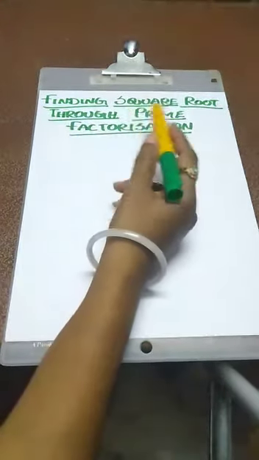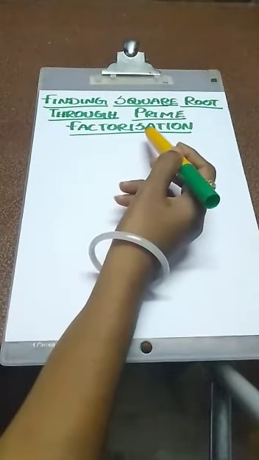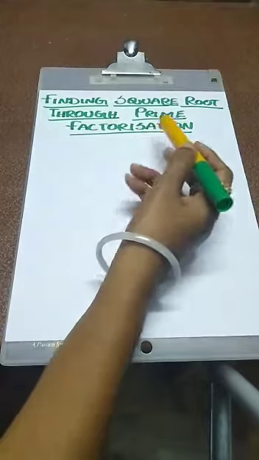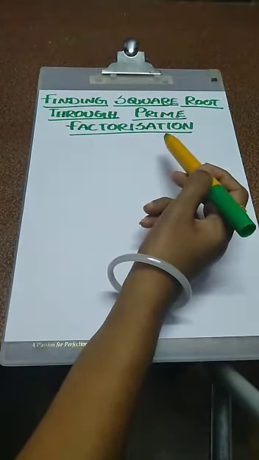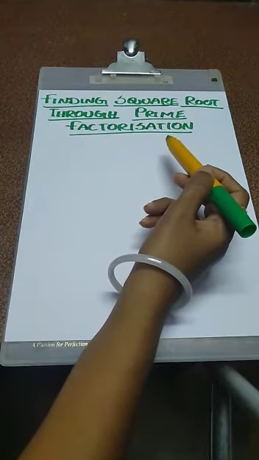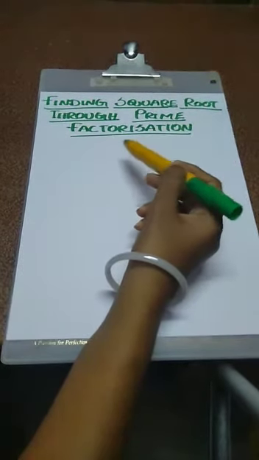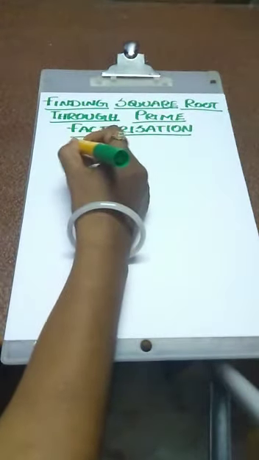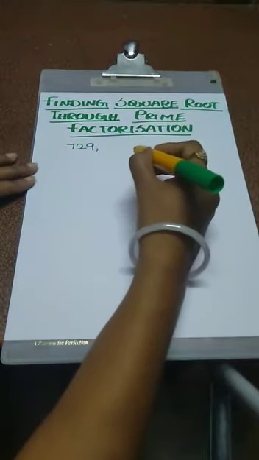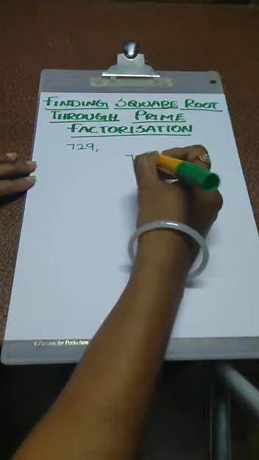Next one, finding square root through the prime factorisation method. This is one of the easy methods. We find the prime factors of the given perfect square and arrange them in pairs. Then we choose one factor from each pair and multiply together. The product thus obtained gives the required square root. Now we just select one number. The number is actually 729. Now we are going to calculate the prime factors of 729.